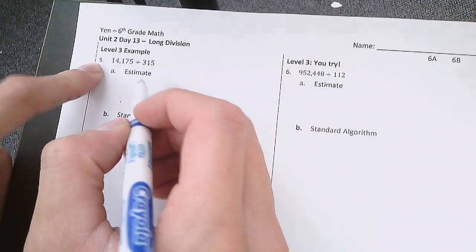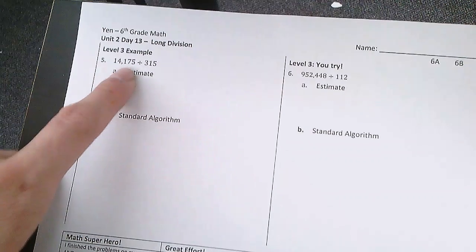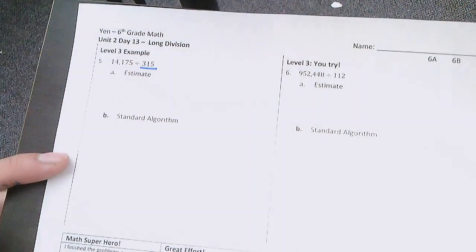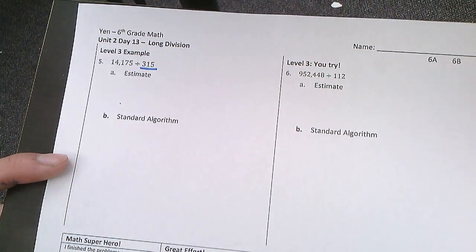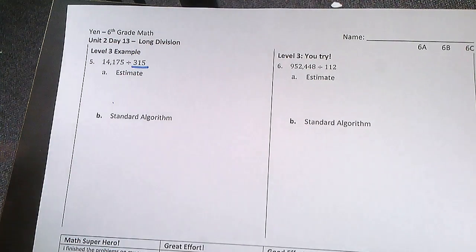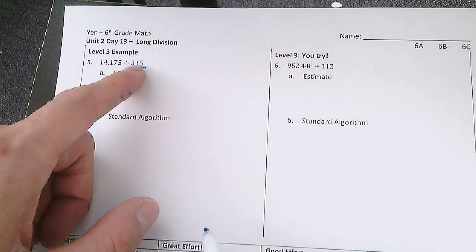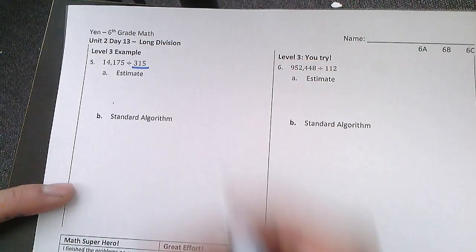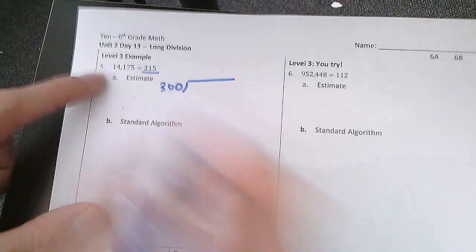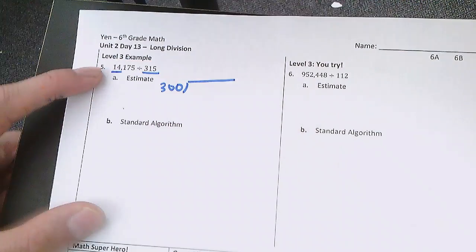Let's look at number 5 here. 14,175 divided by 315. Let's estimate. Let's start with the number we're dividing by, 315. Let's round it to the nearest 100. That's going to round down, because 1 is after the 3, and 1 is less than 5, so it rounds down to 300.